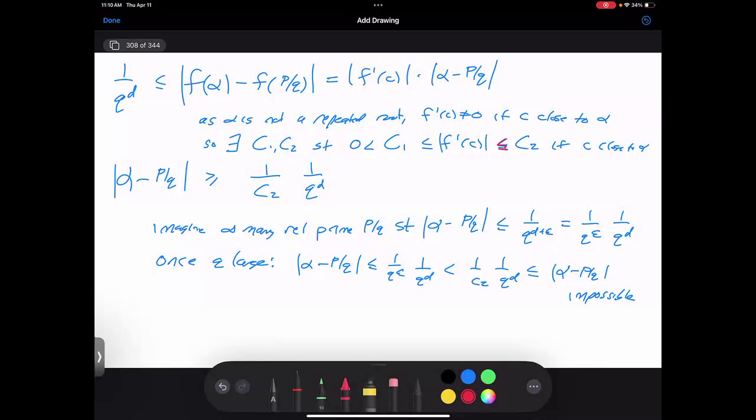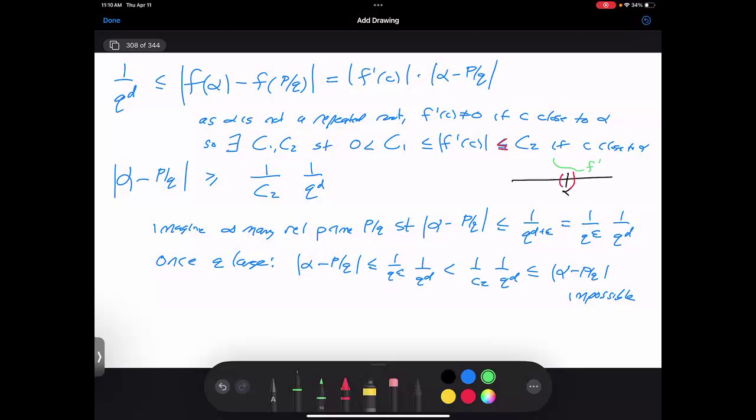I care that it can't be getting too large because if it gets really large, then alpha minus p over q could get very small. And what's going on is, I have some interval, here's alpha, and I can just say, look, I'm in some subinterval very close to it. If I look at f prime, I've got some plot for f prime. F prime can't get too large, it can't get too small. And so we then got that we had a contradiction.